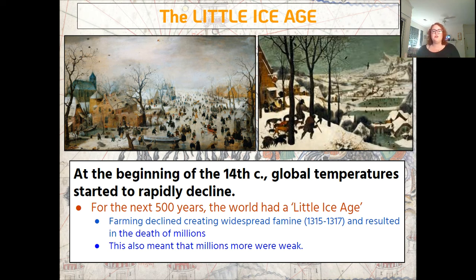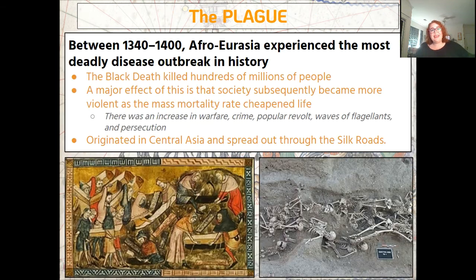And then right smack dab at the beginning of the 14th century, the 1300s, global temperatures start to rapidly decline. And we call this period the Little Ice Age because for the next 500 years, temperatures would be so cold that farming declined, which created a widespread famine, which resulted in millions of deaths. That also meant that millions were weak because they didn't have food, and they themselves faced death.